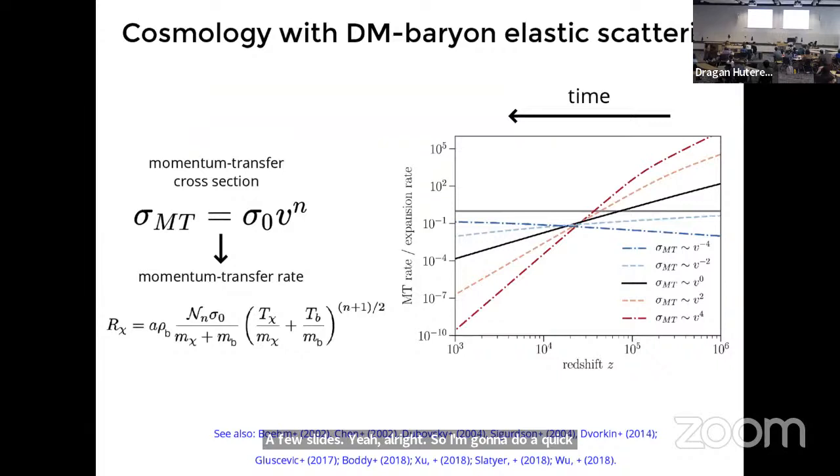So I'm going to do a quicker review of how we describe dark matter baryon interactions in the context of cosmology. In particle physics, you would first ask: am I doing collider physics, where things are happening at high energies, or am I doing some sort of effective theory where I just want to capture what happens at low energies? And the latter, the low energies, is what's important for cosmology, as it turns out.